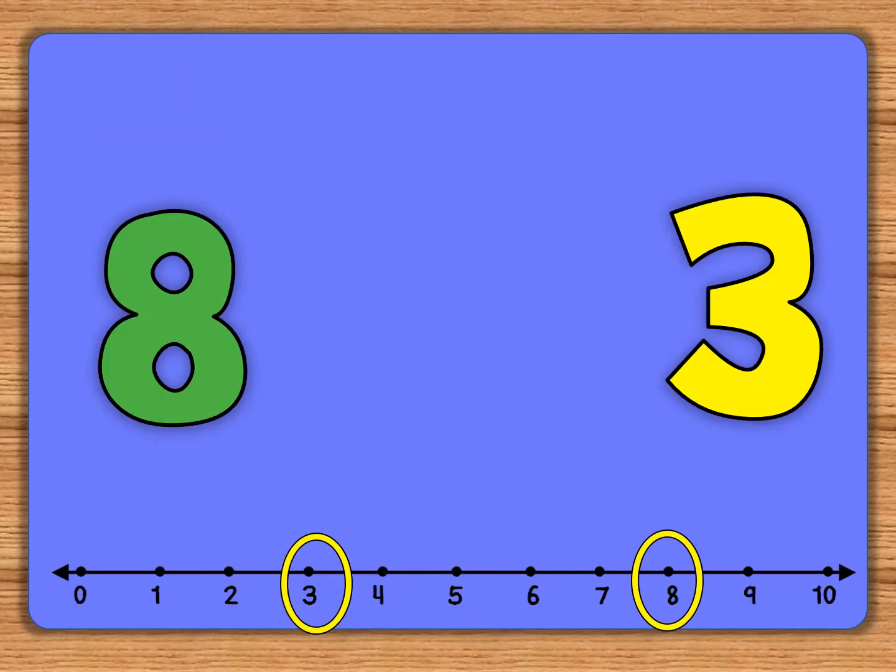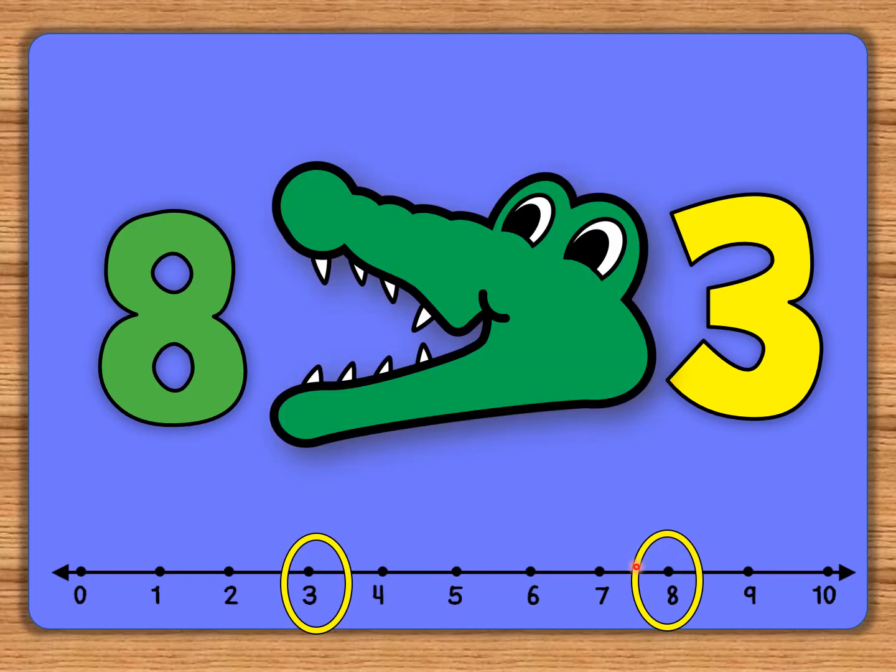So here we have two numbers. We have the number 8 and the number 3. So Ali alligator wants to eat the greater number. So this is the number 3 on the line. This is where it is. And look at where number 8 is. Which number do you think he will eat? Which is greater? The number 8. So 8 is greater than 3.